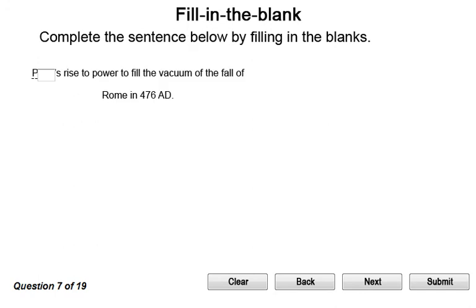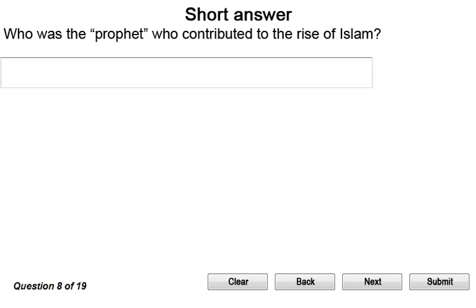We want to complete the following sentence, fill in the blank. The popes rise to power to fill the vacuum of the fall of what? It was the fall of Rome in 476 AD. Because of the political power falling, the Pope was able to fill in the vacuum. Who was the prophet who contributed to the rise of Islam? That would be Muhammad.